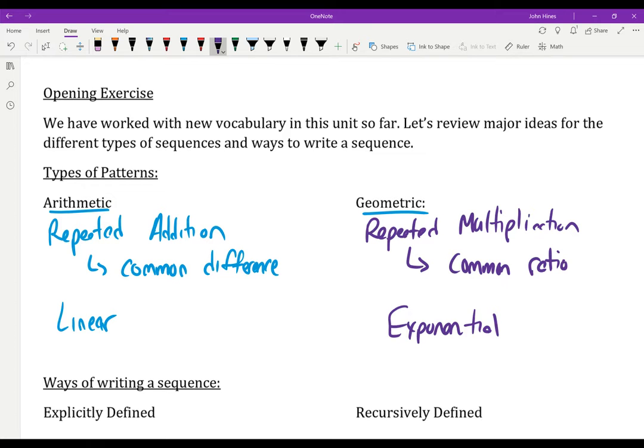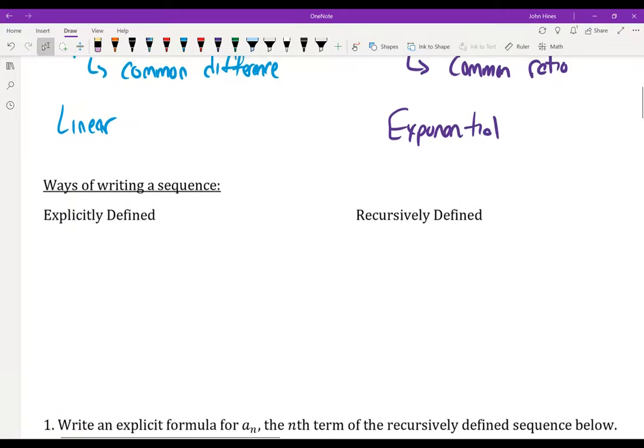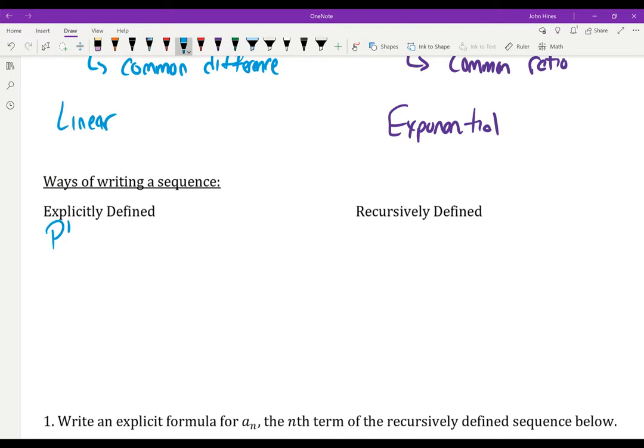So those are the types of patterns we've worked with. And there's two different ways I could write these patterns. I could write them explicitly, which is a formula that I could plug into, or recursively, which describes the pattern. So arithmetic sequences and geometric sequences can be written either recursively or explicitly. It doesn't matter which way you do it, it just depends on how you want the formula to look.